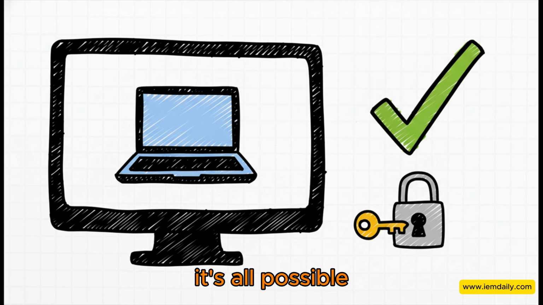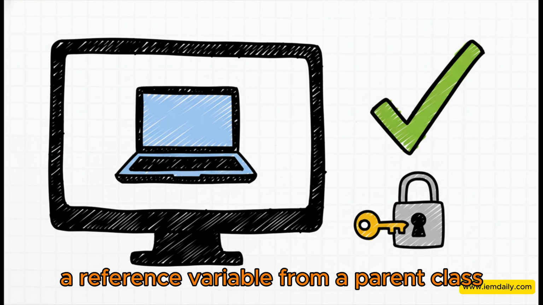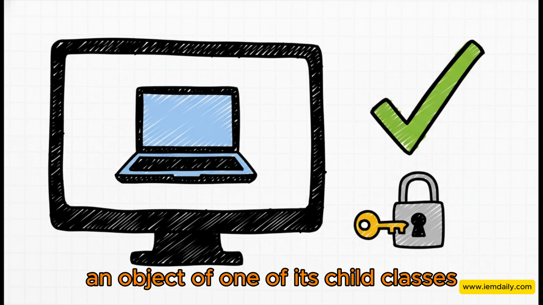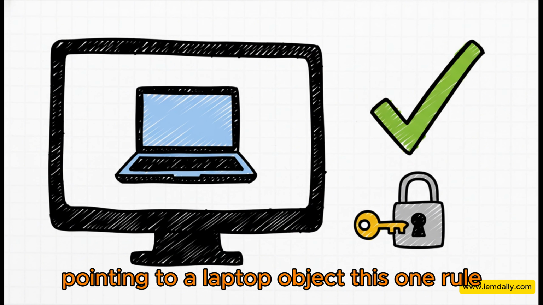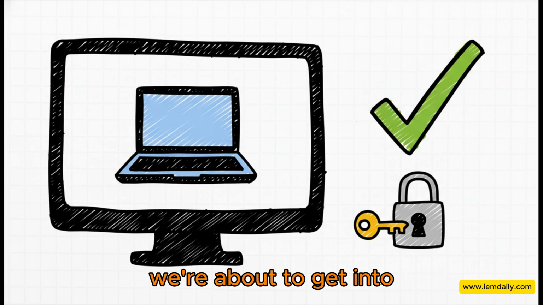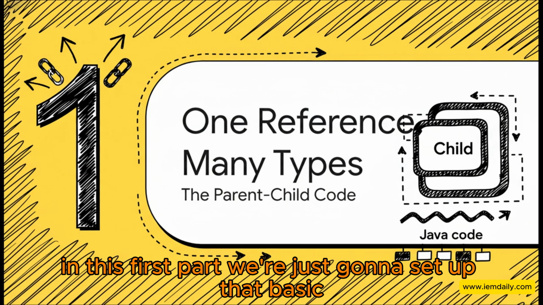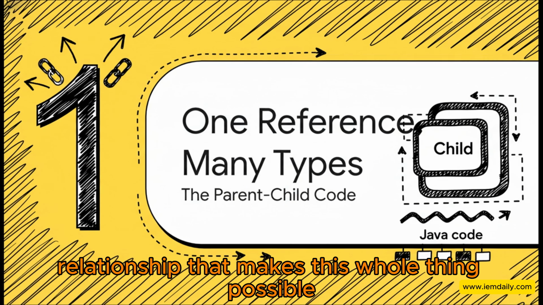Absolutely. It's all possible because of one fundamental rule in object-oriented programming. A reference variable from a parent class is totally allowed to hold, or point to, an object of one of its child classes. It's just like our computer reference pointing to a laptop object. This one rule, honestly, it's the key that unlocks everything we're about to get into. Okay, so let's see what this actually looks like in Java. In this first part, we're just going to set up that basic parent-child relationship that makes this whole thing possible.